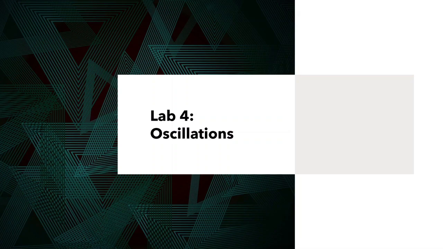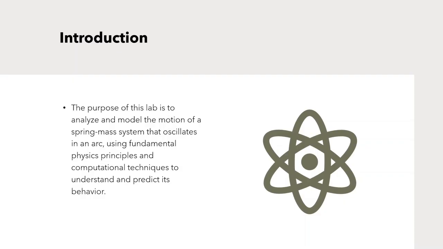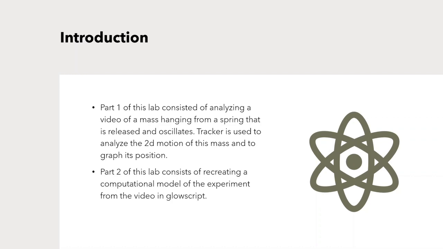Lab 4 Oscillation. Intro. The purpose of this lab is to analyze and model the motion of a spring mass system that oscillates in an arc using fundamental physics principles and computational techniques to understand and predict its behavior. This lab consists of two parts.